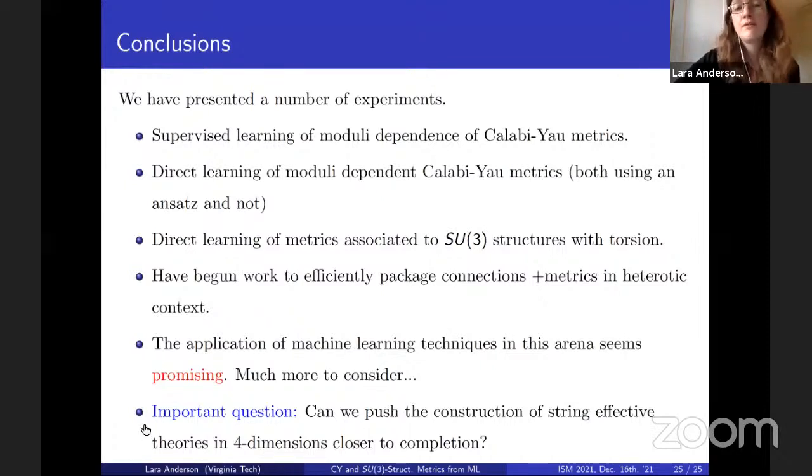But the important question from my point of view is, these are simply tools, and my goal is, can we push the construction of string effective theories in, for example, four dimensions closer to completion? And by that, I mean having technical control of the full effective field theory. So in my opinion, this is an important new tool towards that goal. And I will stop there.